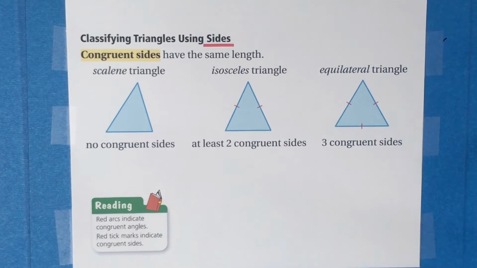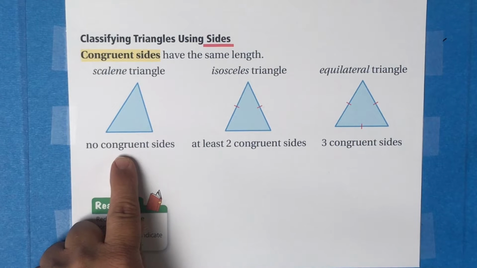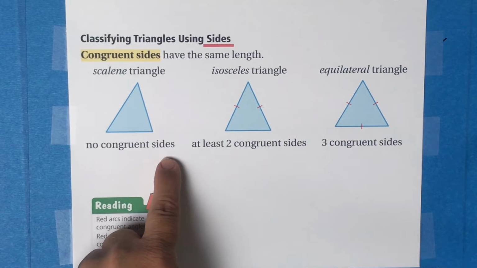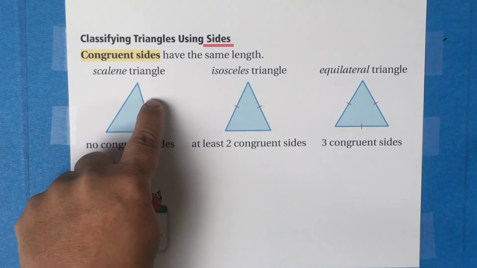All right, so let's look at the three types of triangles and how they're classified by using their side length. The first triangle is a scalene triangle, and a scalene triangle has no congruent sides. So that means each side is a different length.